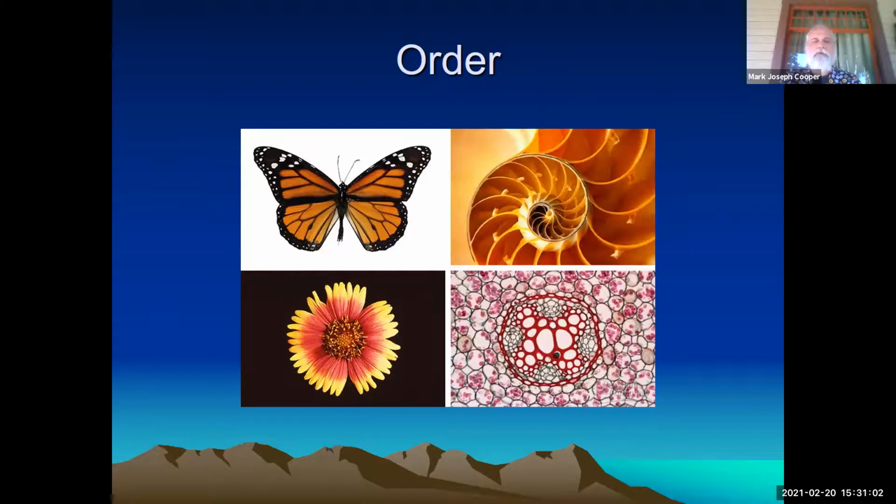On the bottom left is a flower. It's in the aster family, and you can see the different petals it has on it. And there is an organized number that typically they have. Again, we use that number to help us classify things.